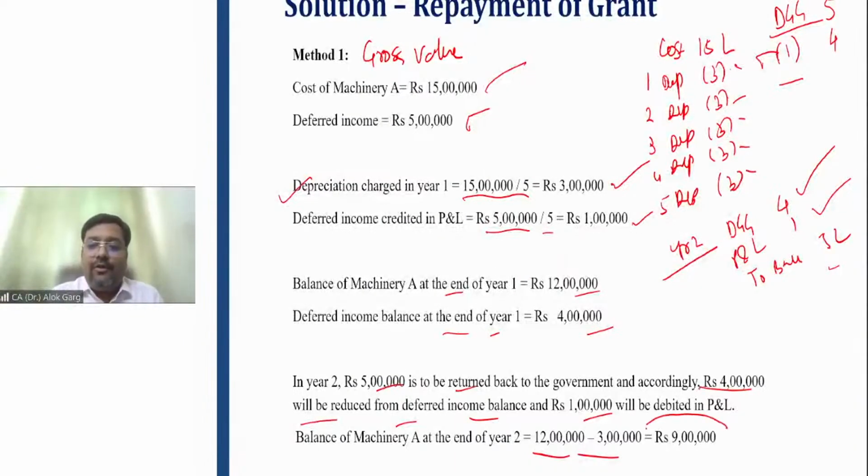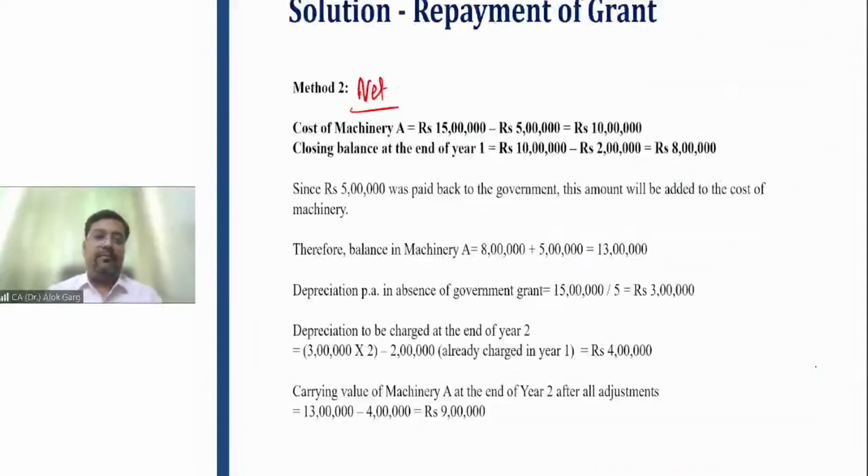At the end of the year 2, what is the carrying value of the asset? 9 lakh rupees. Now friends, go by whatever method, either gross value method or net value method, the carrying value of the asset should be 9 lakh rupees at the end of year 2, right? Now let's discuss this. Cost of the machinery was 15 lakh rupees. Grant received was 5 lakh rupees. The net value is 10 lakh rupees.